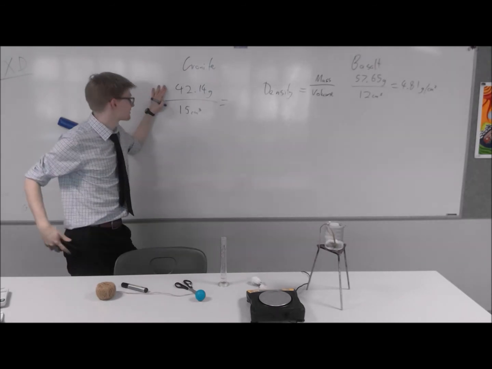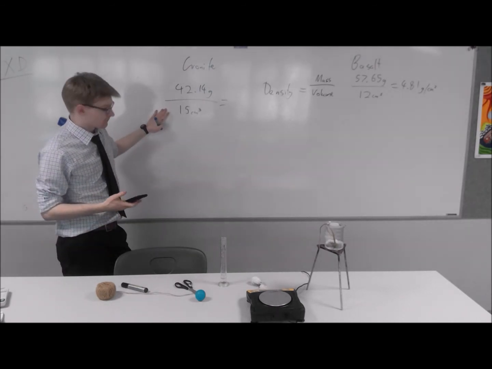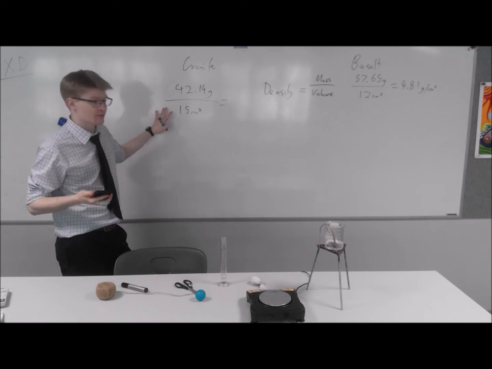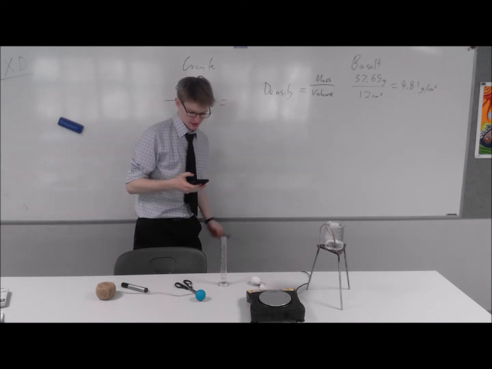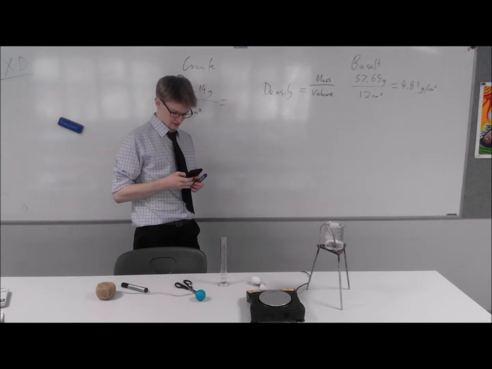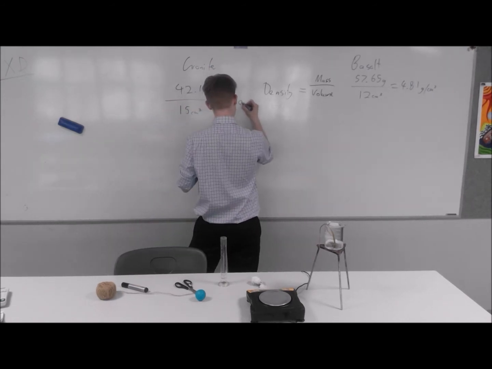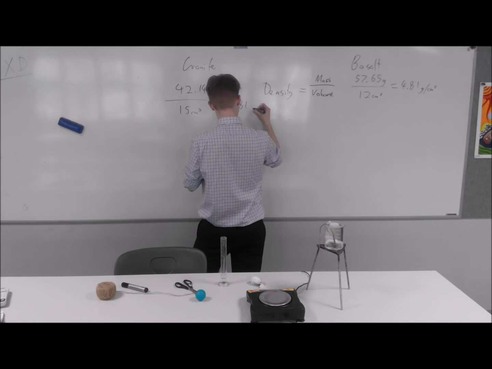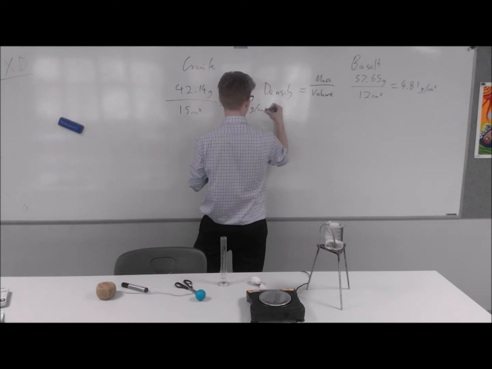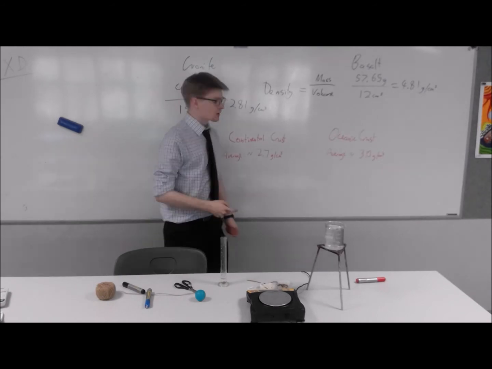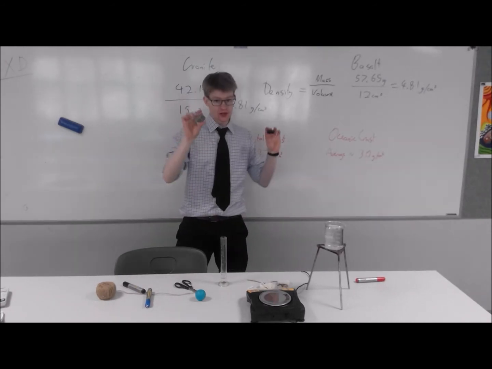Now, I've worked out the mass, I've worked out the volume. I just need to work out the density, and that is 2.81 grams per cubic centimeter.